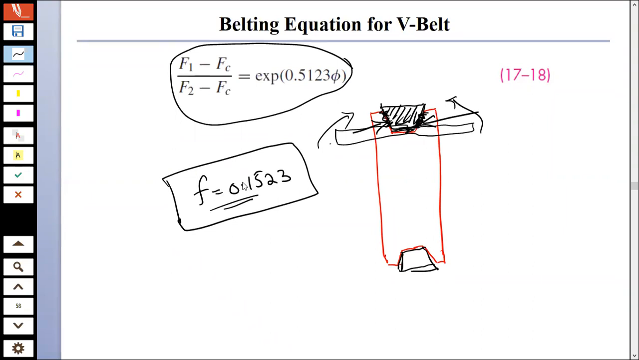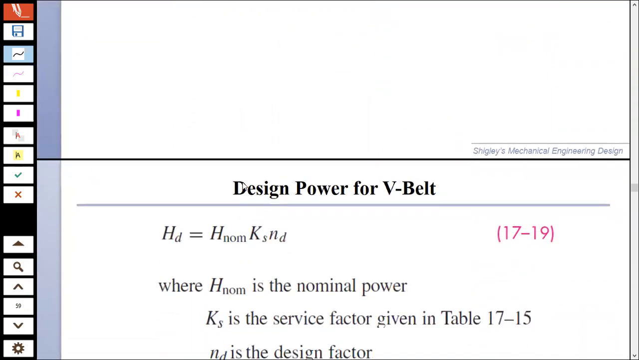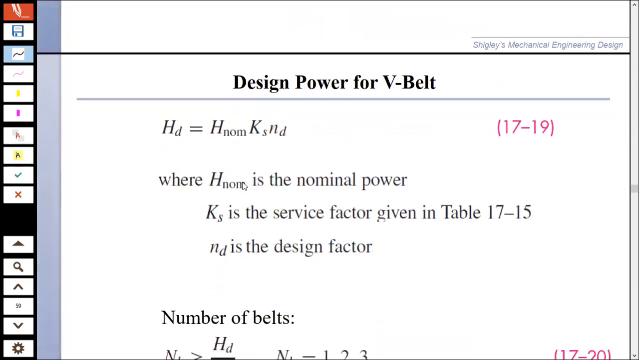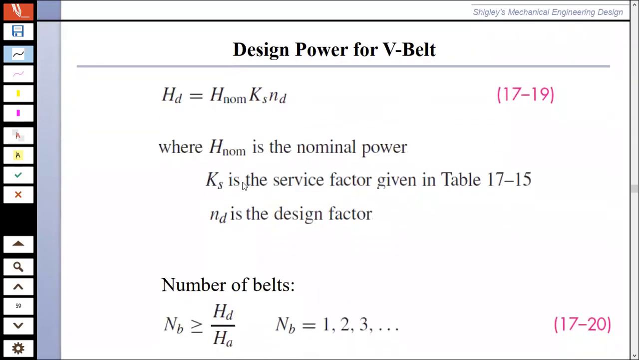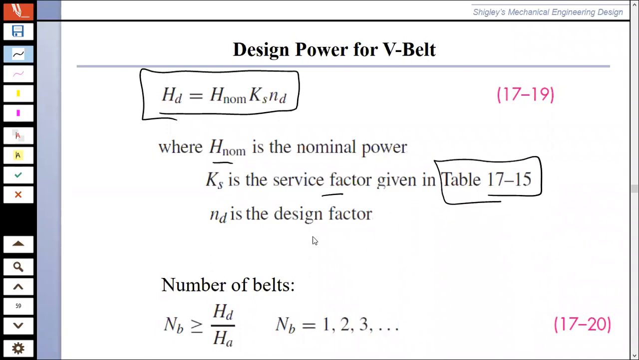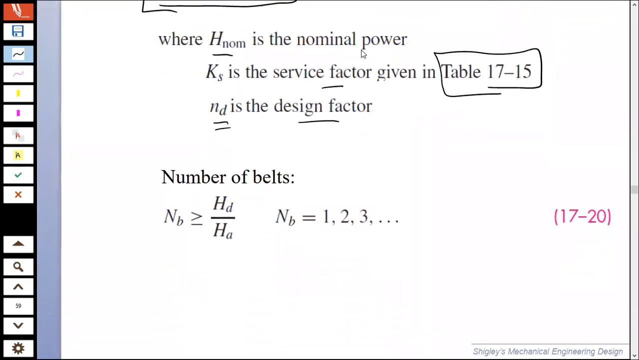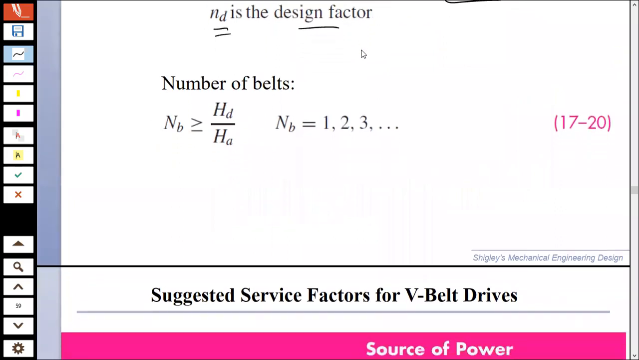ठीक है जी, तो you can use the rest of the equations for the design of V belts as already stated. Again, H design जो है, that is equal to Ks and D. H nominal is the nominal horsepower, Ks is the service factor, and you can get that from table 17-5 depending on the conditions. And D is the design factor, and design factor should be more than 1.